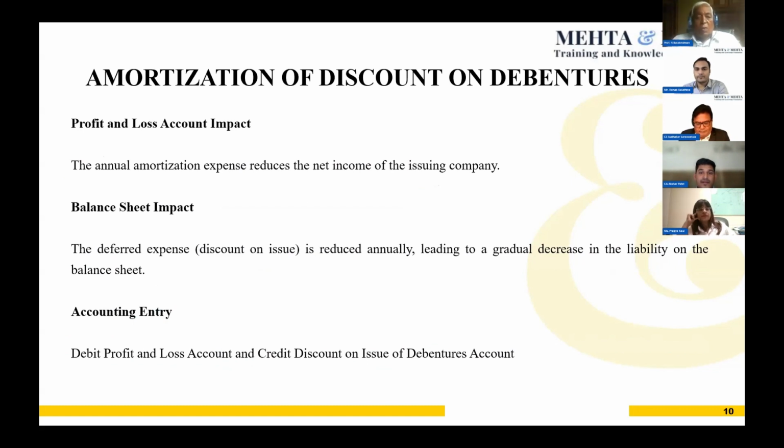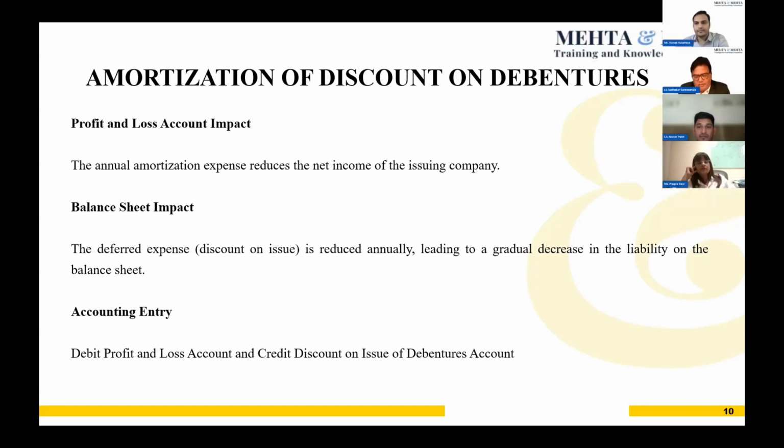And when we issue the debenture at a discount, the discount value is a loss to the company, so it will directly be adjusted to the cost of capital, like the cost of debenture. It will not hit the balance sheet. It will not hit the P&L directly.